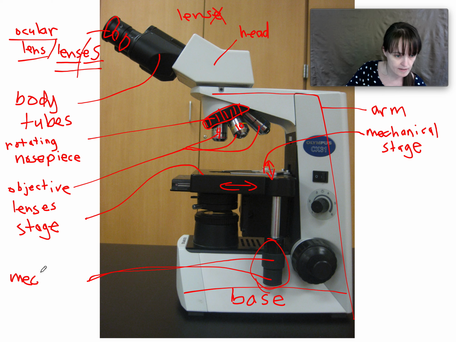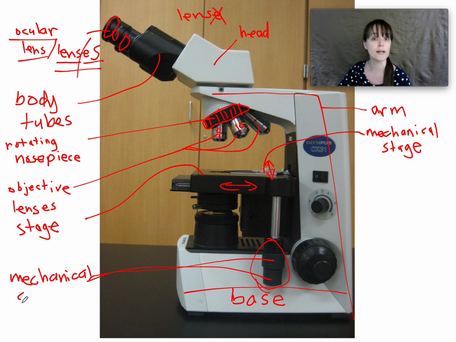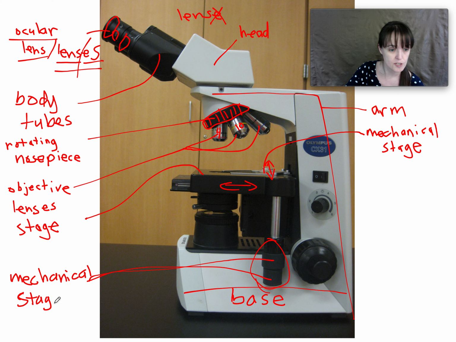Now I have to spell mechanical again. M-E-C-H-A-N-I-C-A-L. I'm an oral learner. I learn by hearing, and so when I'm trying to remember spelling, I have to hear it out loud. So, mechanical stage control. Excellent.